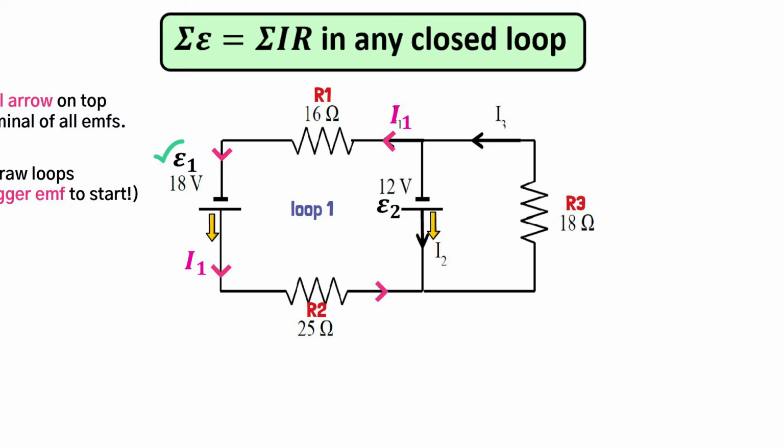Awak nak mula lukis loop yang pertama tadi, kita lihat dekat sini. Kita ada 2 EMF, iaitu EMF 1 18 volt and EMF 2 is 12 volt. Jadi antara EMF 1 dengan EMF 2, tentulah nilai EMF 1 lebih besar. Jadi saya akan lukiskan direction of my loop untuk loop yang pertama ini berdasarkan direction of EMF 1.